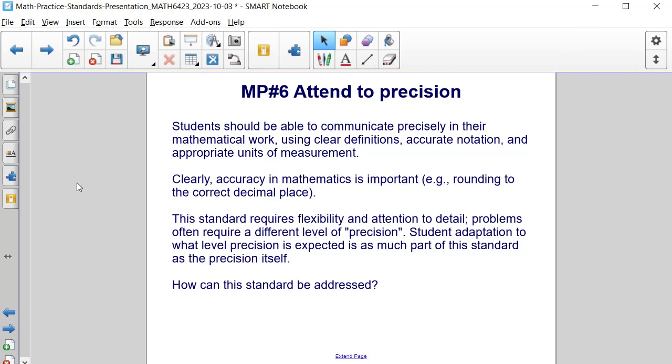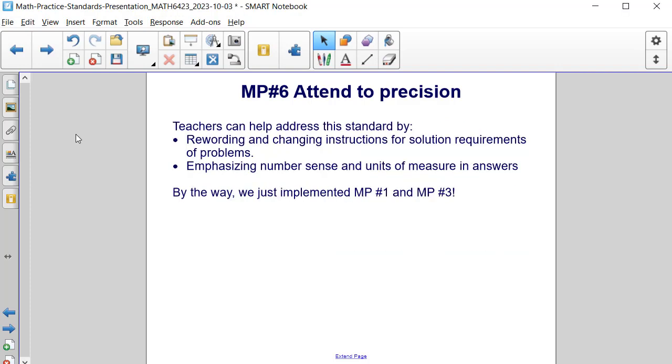Take a moment to pause this video and think about it, and when you're done, unpause it. The standard can actually be addressed in a couple of different ways. Teachers can help address this standard by rewording and changing instructions for solution requirements and problems. They can also emphasize number sense and units of measure in their answers.